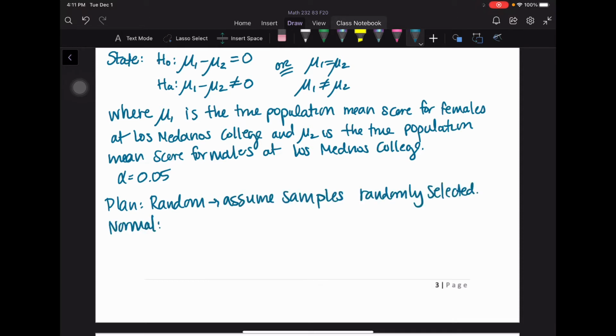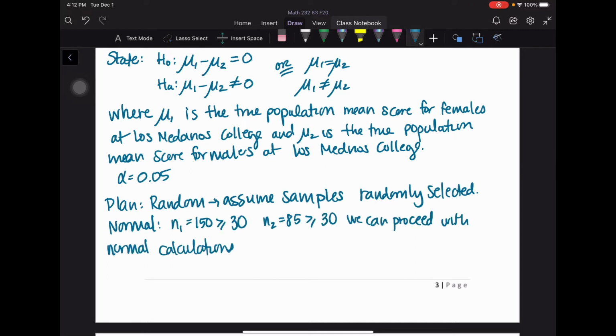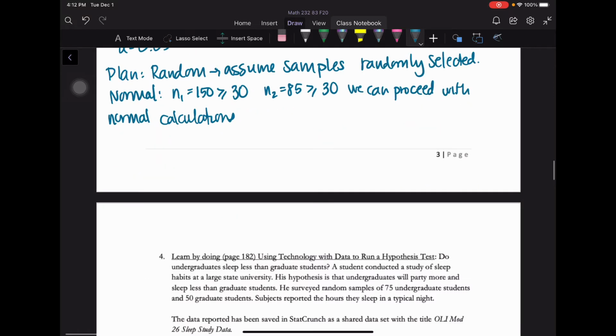For normal, we need to check both sample sizes. Either they need to come from normal populations or their sample sizes need to be large enough. Our female population was 150 and our male population was 85. Above, we are given that the sample size for the first sample is 150.